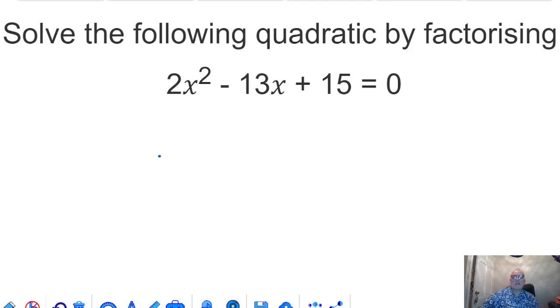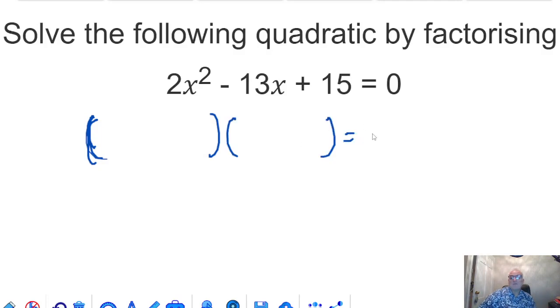Okay, and welcome to this second video on harder quadratics where the coefficient, the number in front of the x squared, is not equal to 1. So we're going to look at two different methods that we can do with this. You pick whichever method works for you. It's exactly the same as what we would do with the normal quadratic, where your coefficient is just 1.